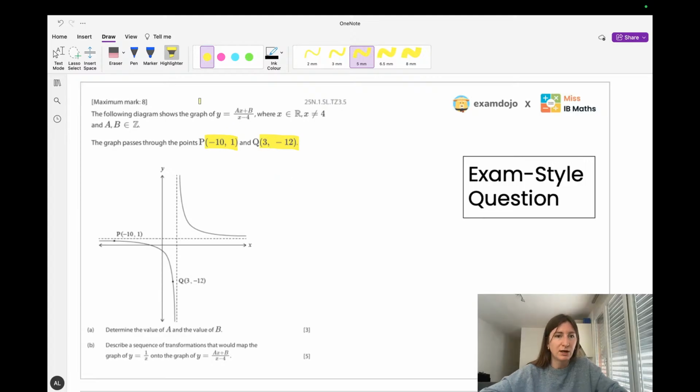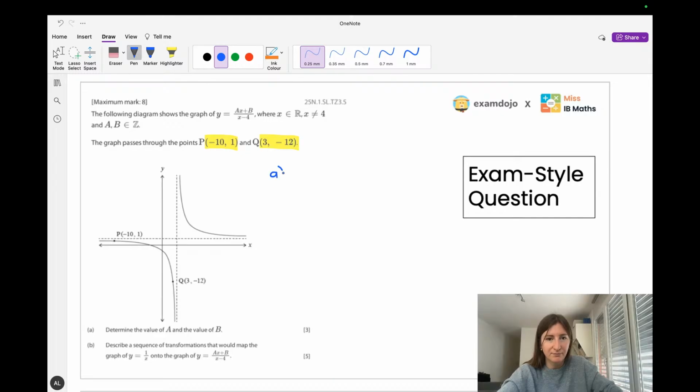So we have an x and a y. This should hint to you that you're probably going to get a simultaneous equation that we're going to have to solve. And indeed, we have 2 unknowns, a and b. So first question, determine the value of a and the value of b. So we're going to need simultaneous equations. Let's set them up here.